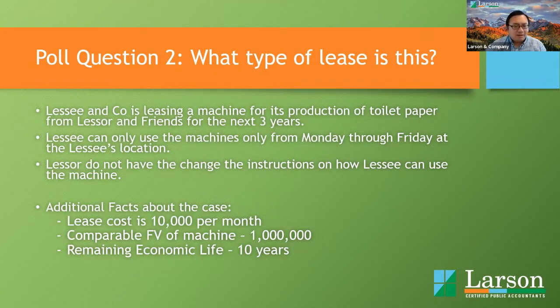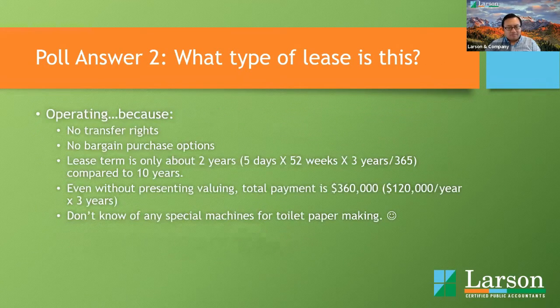And if you look at the present value, even before you present value it, you can see that you're paying about $360,000 of it. So even if you don't present value it, it's already not going to meet that 90% threshold to be qualified as a finance lease.